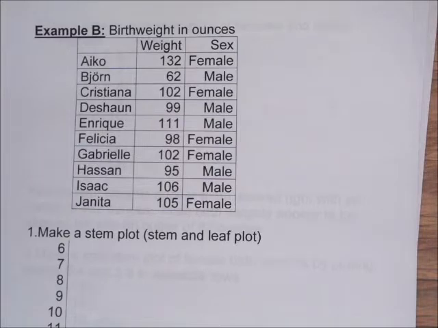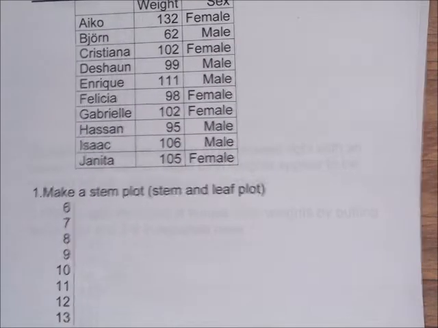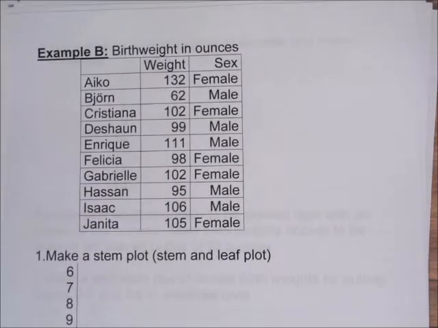The weight would be numerical data, and there are certain kinds of statistics and graphs we can do with numerical data. The sex is what's called categorical data. We're more limited in what we can do with categorical data, but there's some stuff we can do with that. So we'll work mainly with the numerical data, the weights.